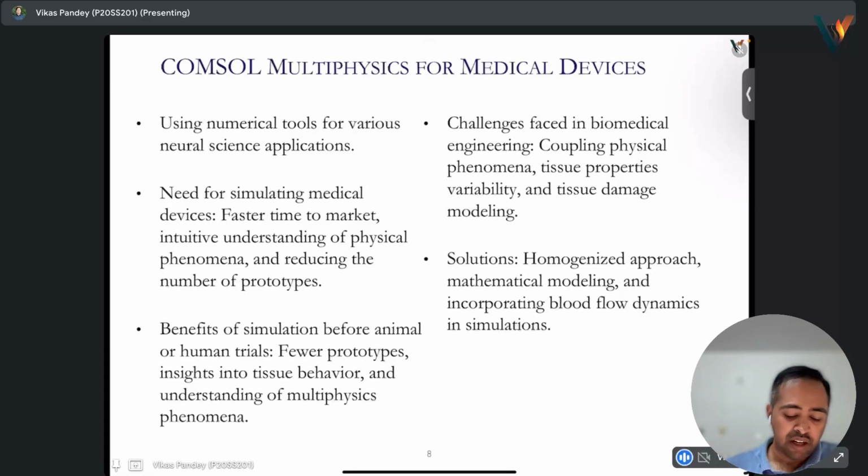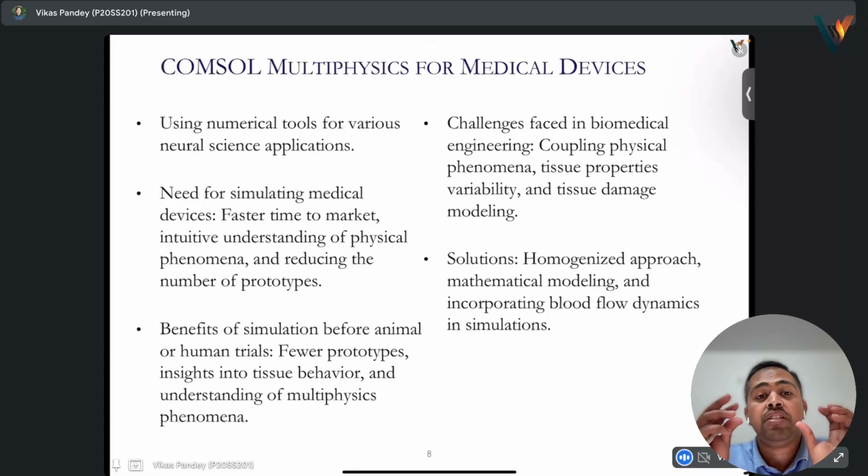Why is it needed in our case? It is needed for simulating medical devices. Why do we need to simulate medical devices? Why don't we directly test on humans and primates and all? That is the way that was being done. In this case, we will have a faster time to market. Trial and errors will be lesser. Trials and errors will be done in the simulation. Then we will also understand the physical phenomena behind this.